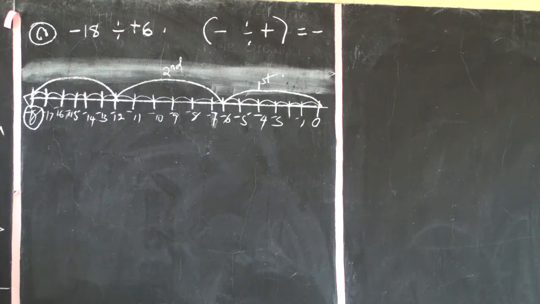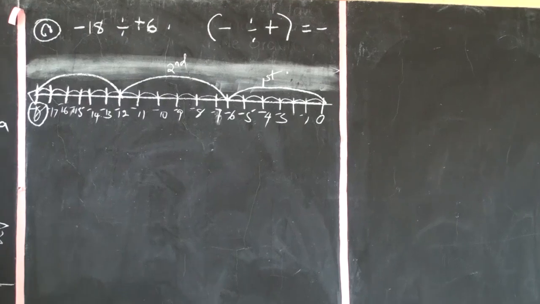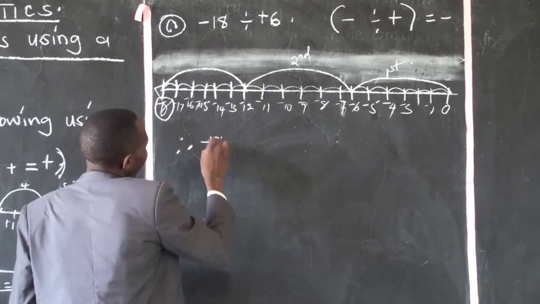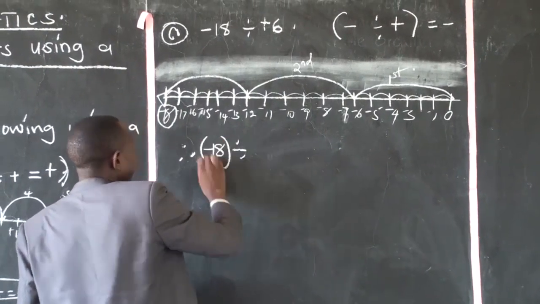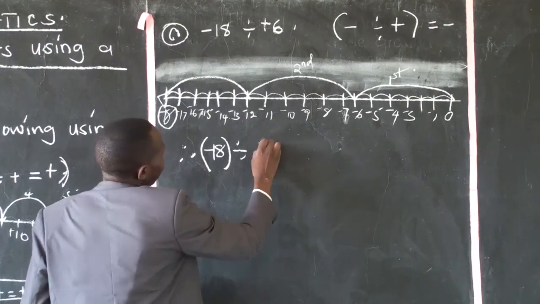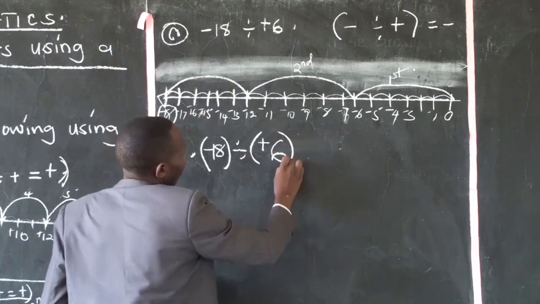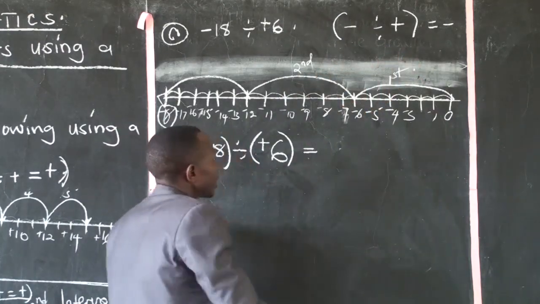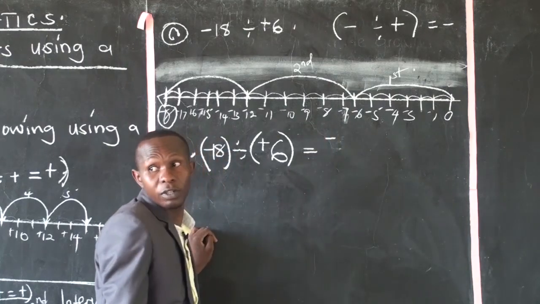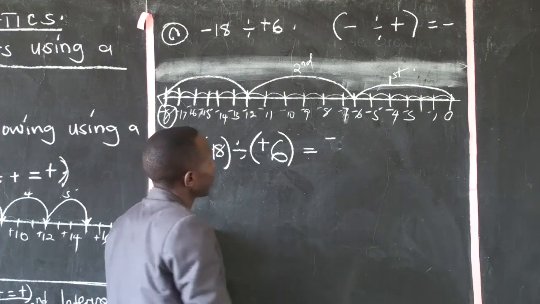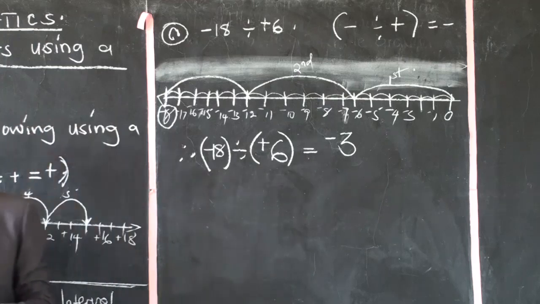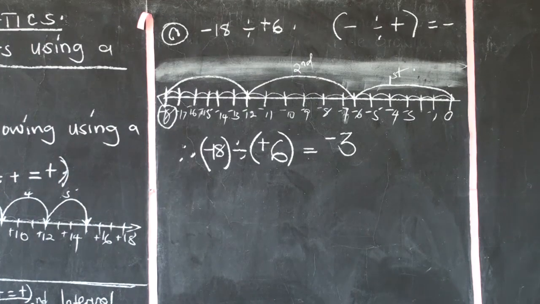So the number of intervals indicates the answer. So I'll come in and say, therefore, negative 18 divided by positive 6 will give us, remember we said a negative divided by a positive, the answer will be a negative. So we shall have negative 3. It will be negative 3.